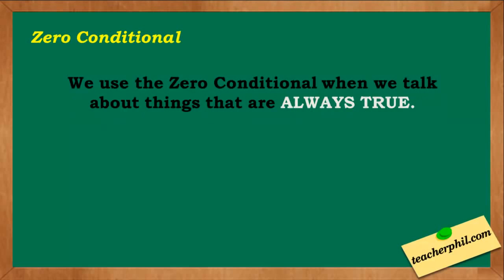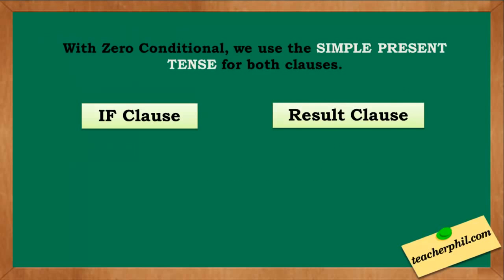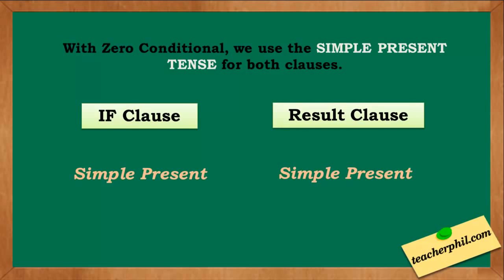Zero conditional. What we need to remember with zero conditional is that we talk about things that are always true, or for situations that have a constant result. With zero conditional, we use the simple present tense for both clauses, the if clause and the result clause.